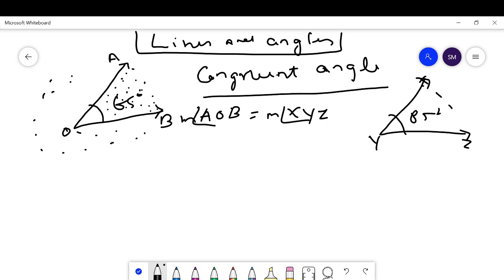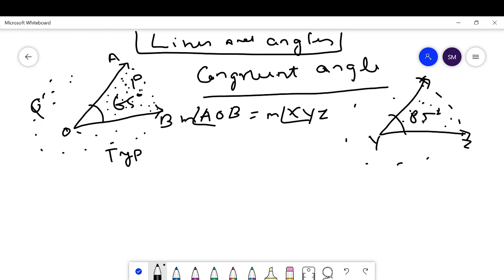This area inside the angle is called the interior of the angle and this outside area is called the exterior of the angle. Here point P is interior to the angle, whereas point Q is exterior to the angle. Okay. Then types of angles.